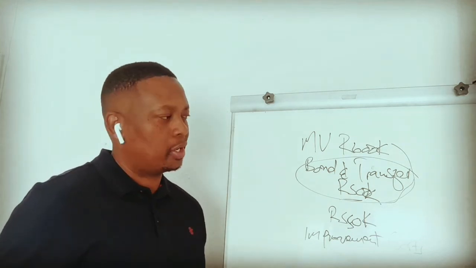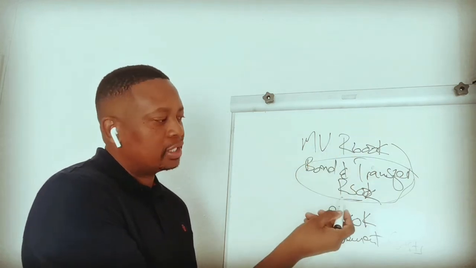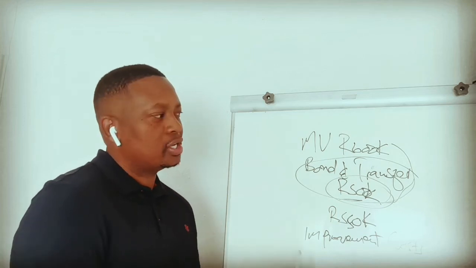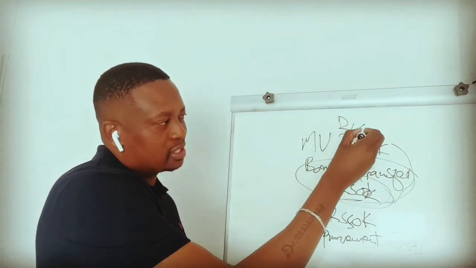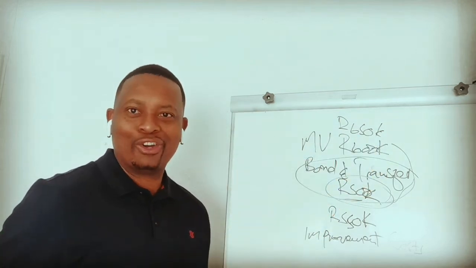Because technically, think about it. If now I buy this property for 600,000, and at the end of the day I still need to pay the transfer cost and the bond cost, so technically I'm buying this property for 650. So actually I would be buying it over the market value. You get what I'm saying?